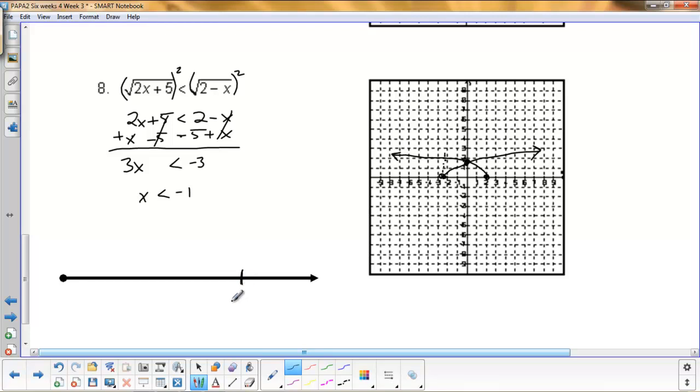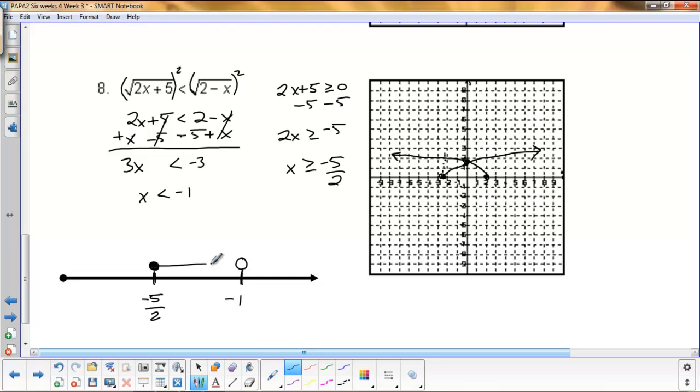I'll begin over here at negative 1. That will be an open circle because there is no equal to there. And now I've got to determine where this particular graph ends. Since this is that one, I will go straight there. 2x plus 5 is greater than or equal to 0. Minus 5 to both sides. 2x greater than or equal to negative 5. So x must be greater than or equal to negative 5 halves for this to be defined. Therefore, the stopping place for my solution set will be at negative 5 halves.